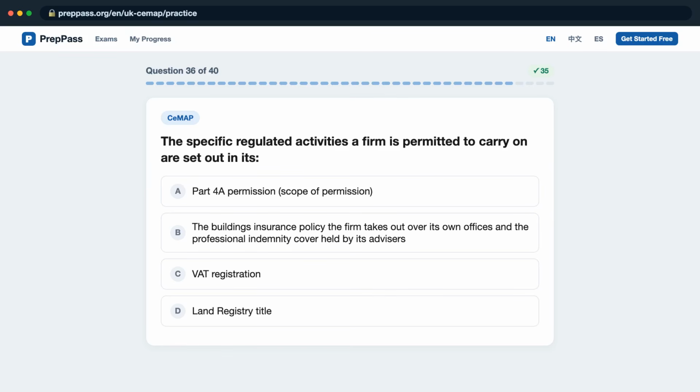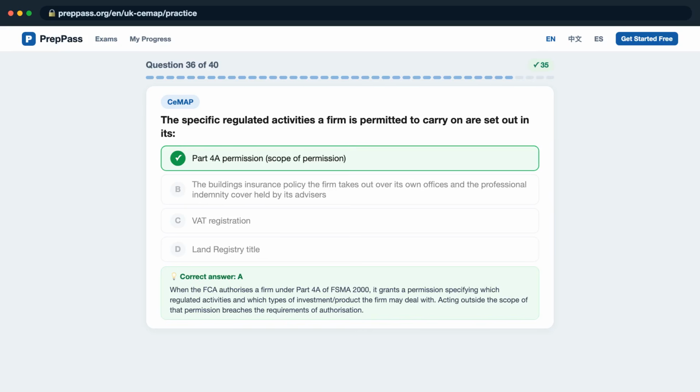Question 36. The specific regulated activities a firm is permitted to carry on are set out in its, is it A, Part 4A permission, scope of permission? B, the building's insurance policy the firm takes out over its own offices and the professional indemnity cover held by its advisors? C, VAT registration? D, land registry title? The correct answer is A.